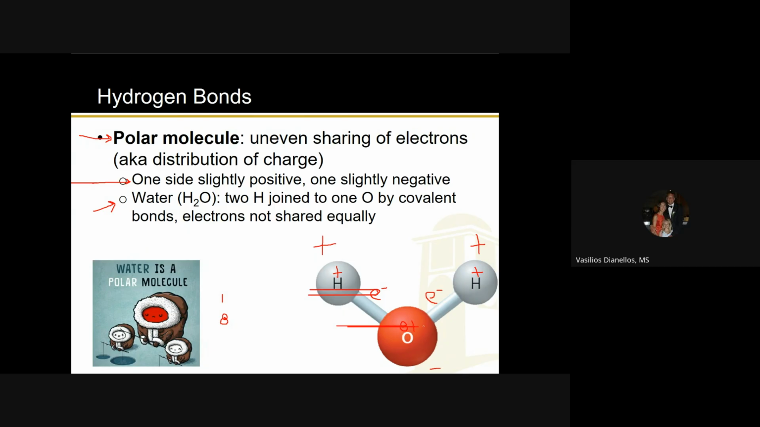So think about it. If you're a negative electron and you're attracted to positive protons, you're going to be pulled more towards oxygen than you are hydrogen, right? So that's the reason that the oxygen end of the water molecule is slightly more negative than the hydrogen end. That's the reason why the hydrogen end is slightly more positive than the oxygen, because the electrons are hanging out towards the oxygen. It's that simple.